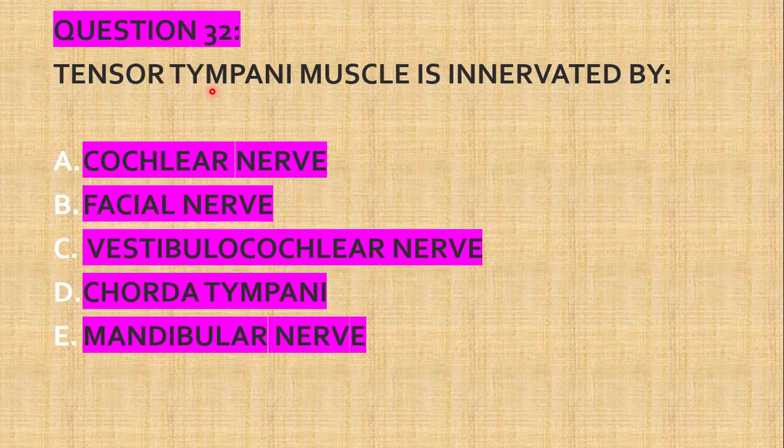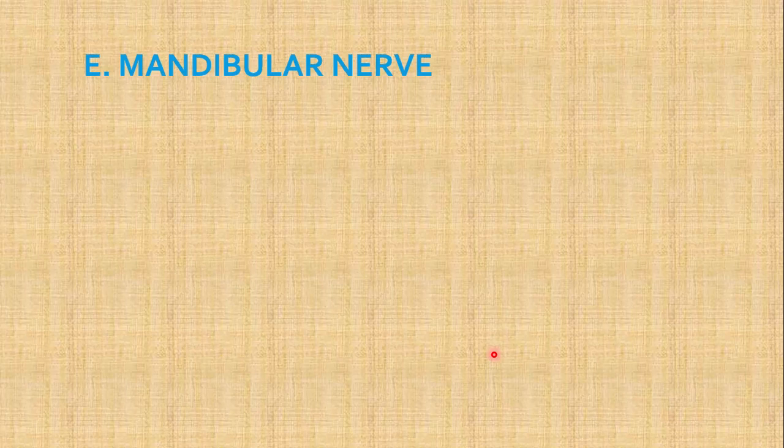Okay, option D. All of the above are correct. Question 32. Tensor tympani muscle is innervated by: we are being tested on the innervation of the tensor tympani muscle. A. Cochlear nerve, B. Facial nerve, C. Vestibulocochlear nerve, D. Chorda tympani, E. Mandibular nerve. And the answer to this question is the mandibular nerve, option E. Option E, mandibular nerve is the answer.